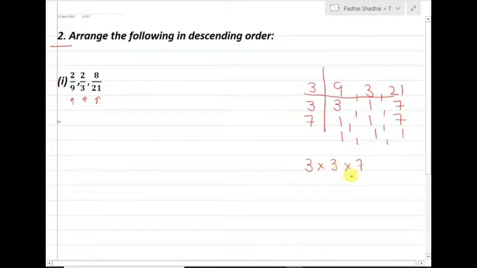3 3s are 9, 9 7s are 63. Okay. So for making the same base or same denominator for each, we will have to divide the LCM by the denominator and multiply the answer to the numerator. So here we have to multiply by 7. If we divide 63 by 9, we will get 7. Okay, so we have to multiply 7 to both the terms. So here we will get 7 in the denominator and 7 in the numerator. So it will be 14 upon 63.